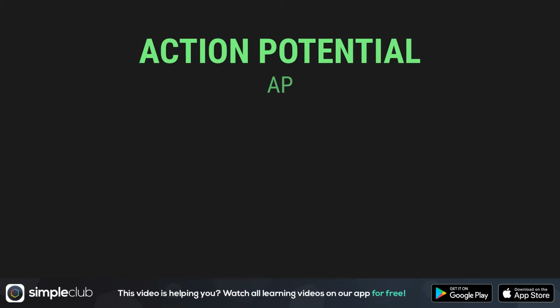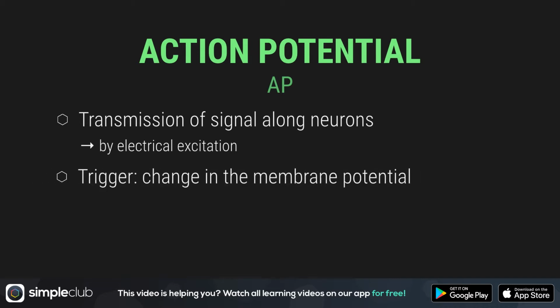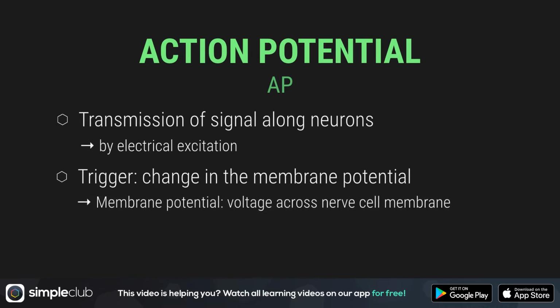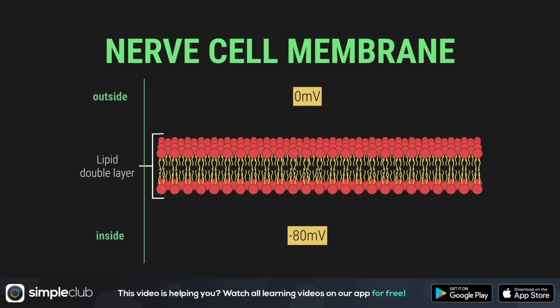Signals are transmitted through nerve cells by the AP, more precisely by electrical excitation. These excitations are caused by a change in the membrane potential. The membrane potential is the voltage across the nerve cell membrane, in case you forgot. For this to happen, a resting potential must first be present in the nerve cell. That means there is a potential difference between the inside of the cell and its environment, which is around -80 to -70 mV. It is negative inside the cell and positive outside.